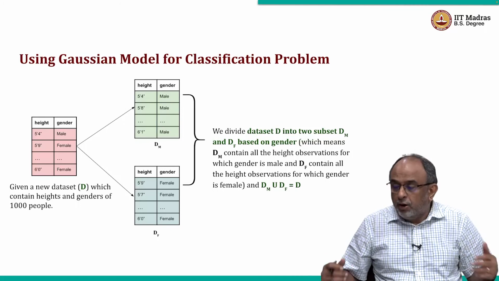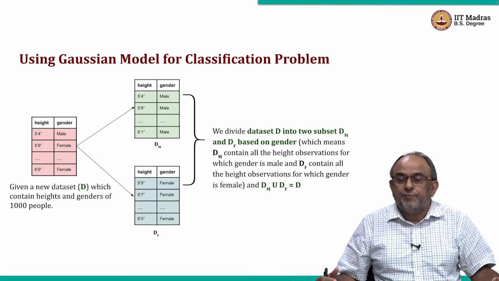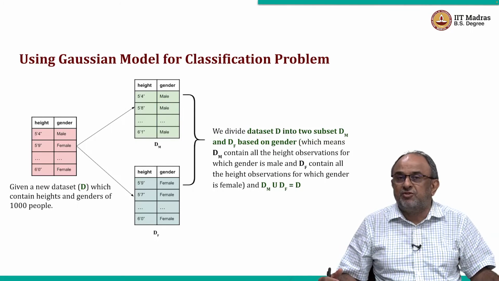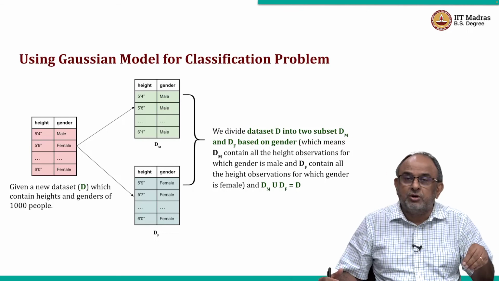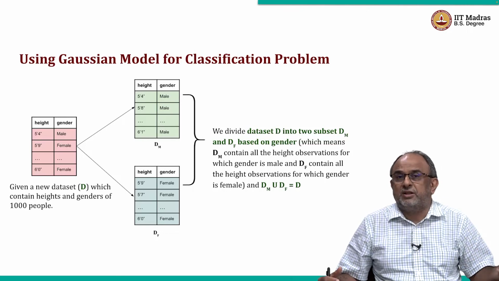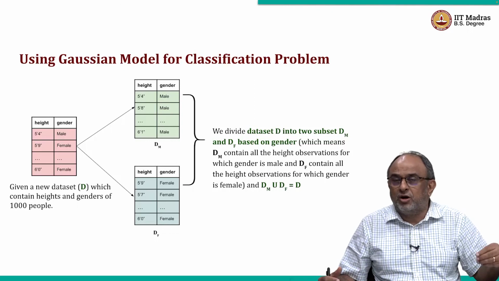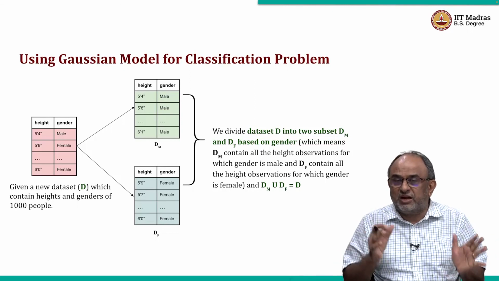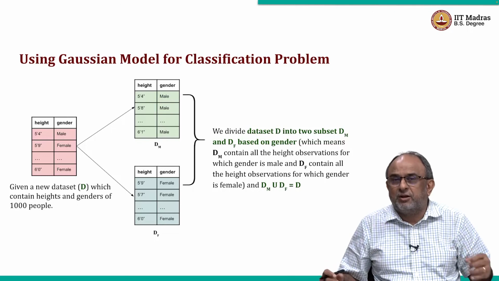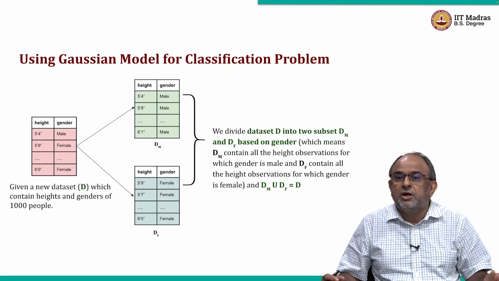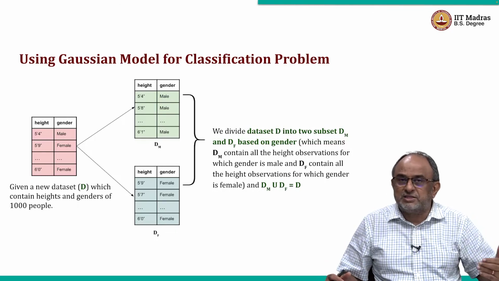Now I am going to talk about when I have some additional information and how I can use that to classify whether it is a male or a female and so on. This is now the second topic, which is a simple pattern classification problem. So I will stop here and we will start with this idea of pattern classification next.